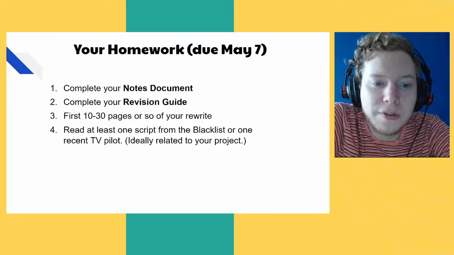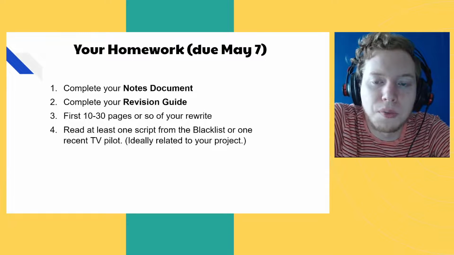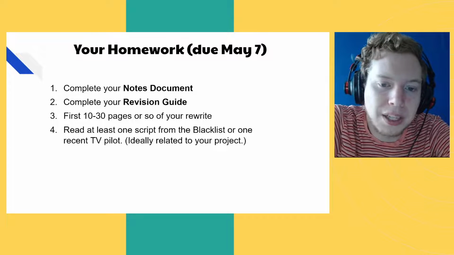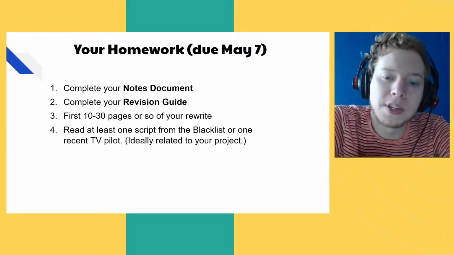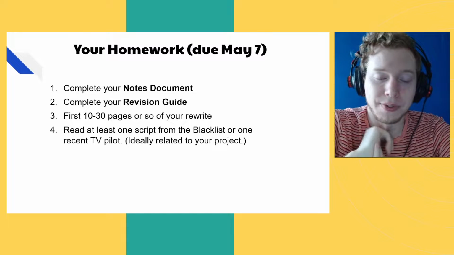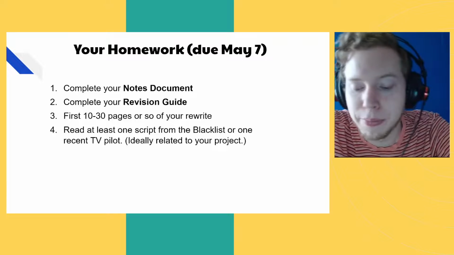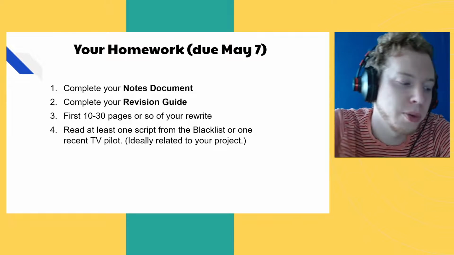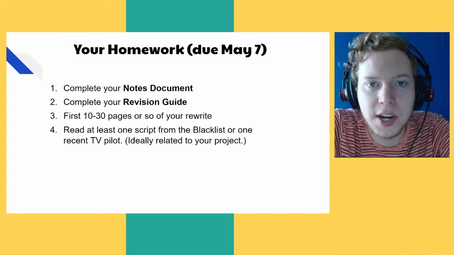And then try to finish the first 10 to 30 pages of your rewrite by May 7th, which is next class meeting. So try to read at least one script from the blacklist, or one recent TV pilot, ideally in the same genre as your project, but it doesn't really have to be. But keep reading pro scripts, at least one every single week. Questions about the homework or what to do for next time?